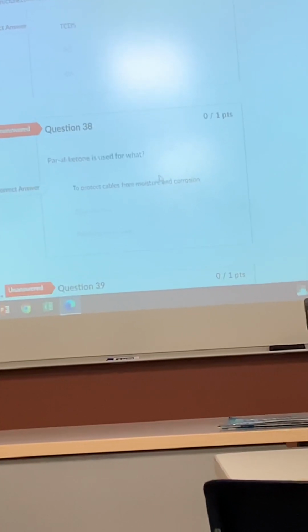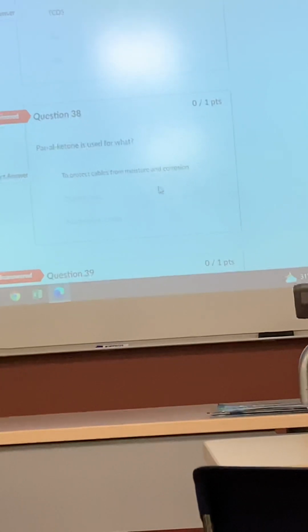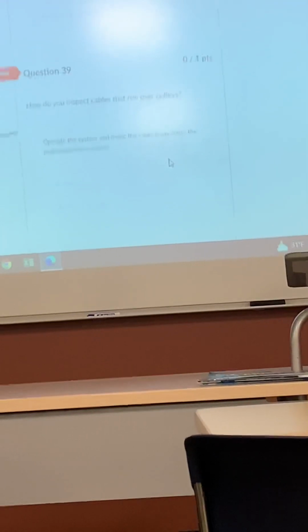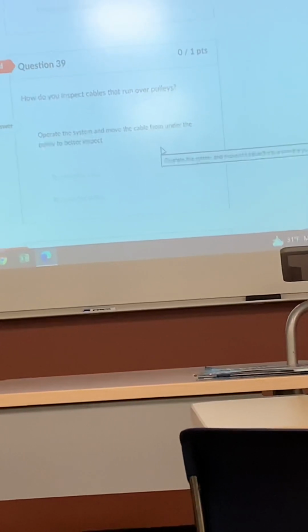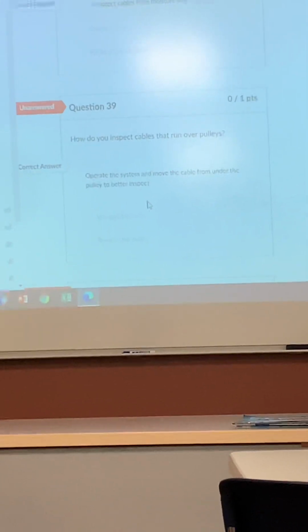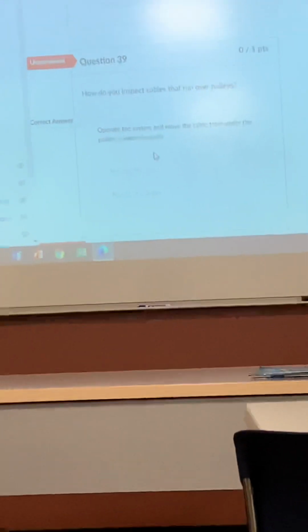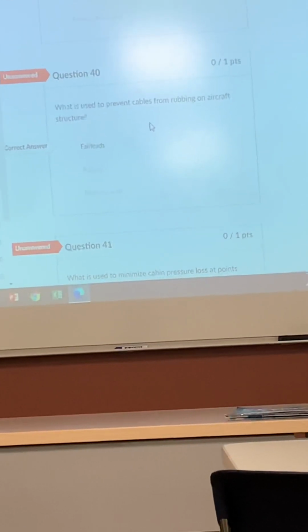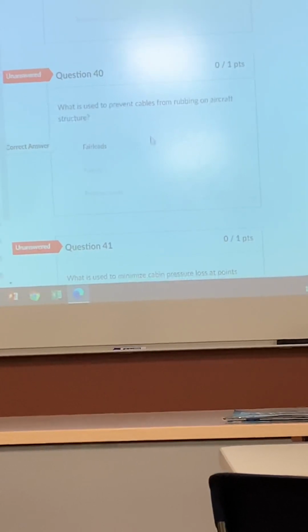Par-Al ketone is used for what? To protect the cables from moisture and corrosion. How do you inspect cables that run over pulleys? Operate the system and move the cable from under the pulley to better inspect it. What is used to prevent cables from rubbing on aircraft structure? Fair leads.